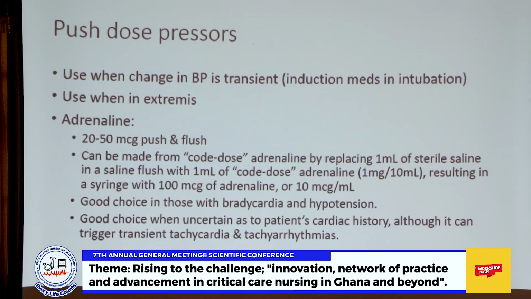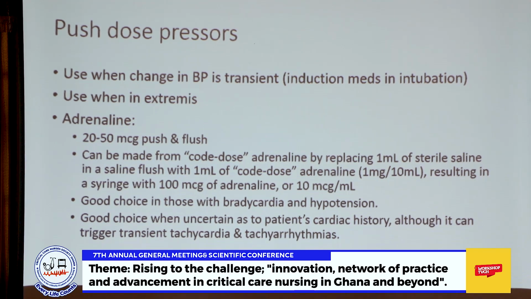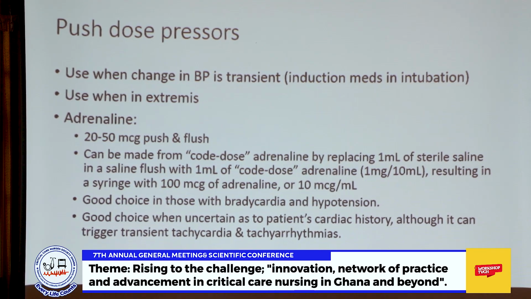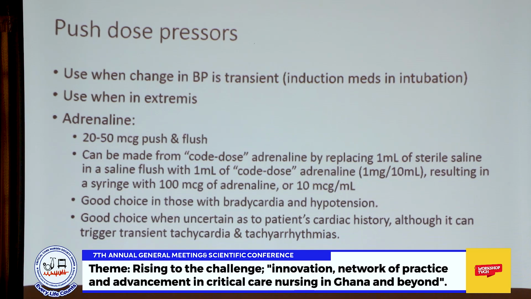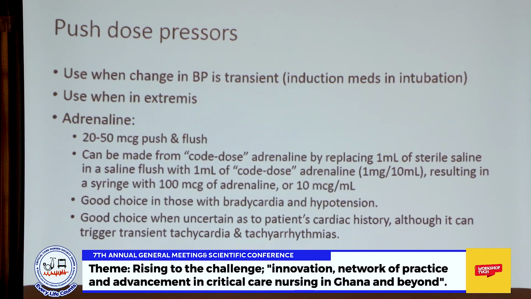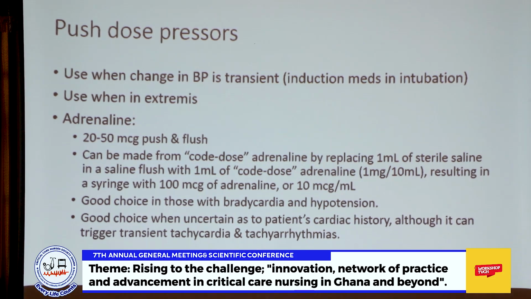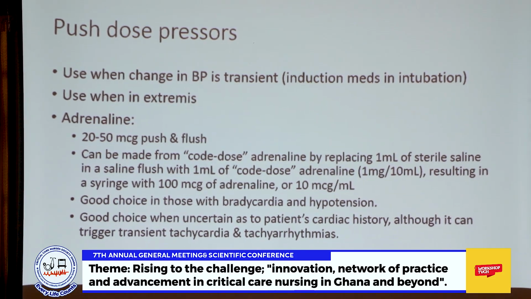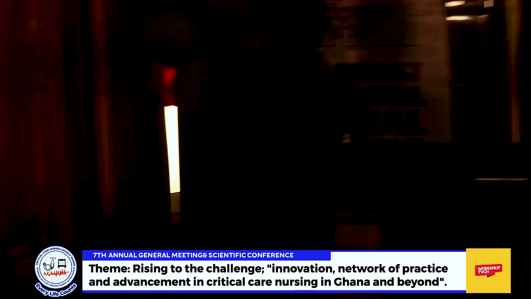So what do push dose vasopressors do? Like I said, when do we use them? When you have a transient drop in BP, or when someone is almost about to code, not really coding, but the BPs have dropped suddenly like 45 on 25. You're not now going to prepare noradrenaline infusion and then start running it at 0.1. No, you need a push dose vasopressor. Now, what you need to know about the push dose vasopressor is the dilution, how you administer them.